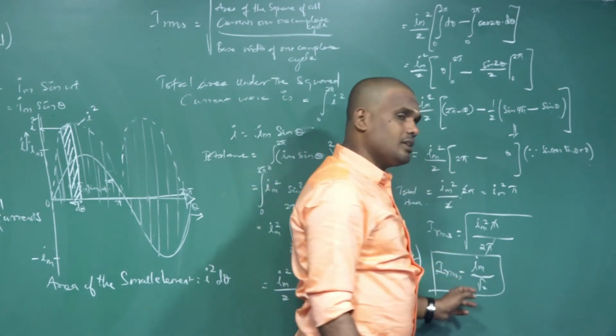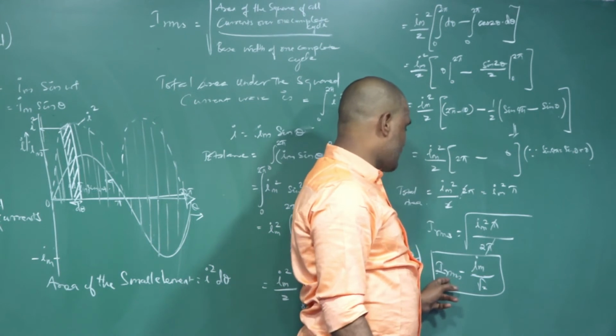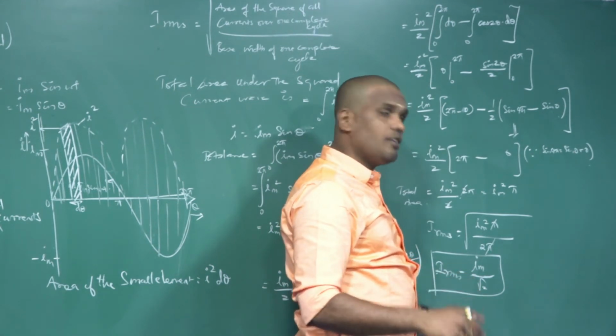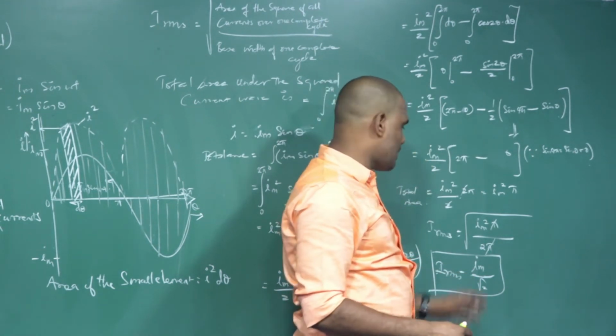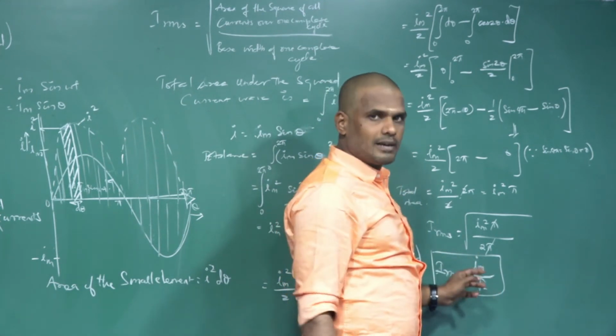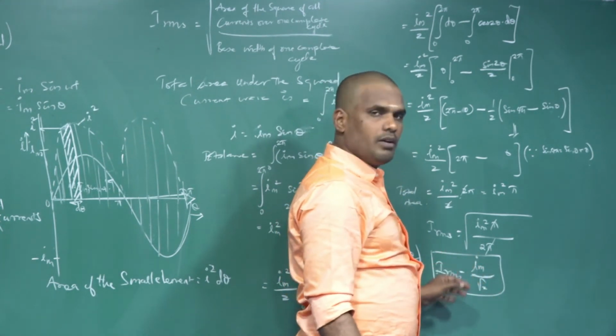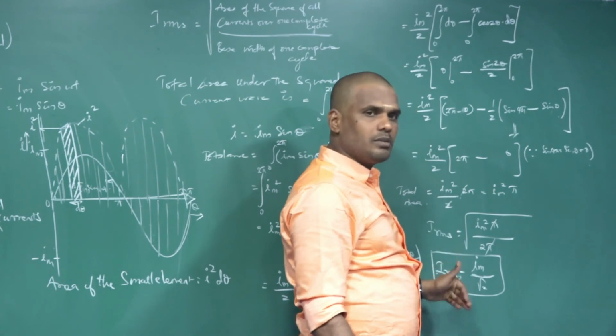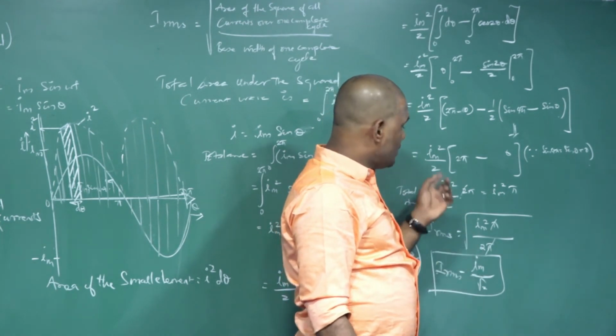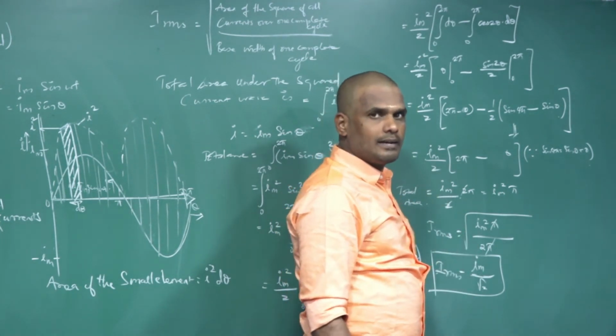What is the meaning of this? The RMS value of alternating current is 1 by root 2 times the peak value of the current, or the maximum value of the alternating current.